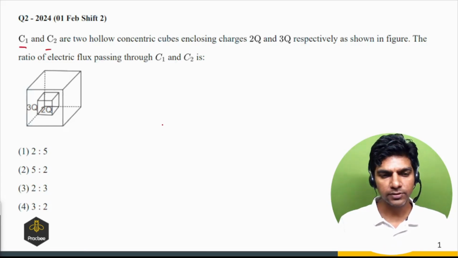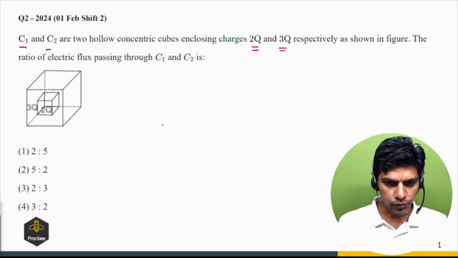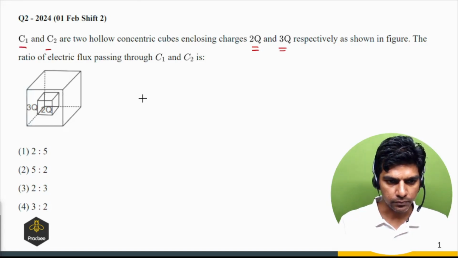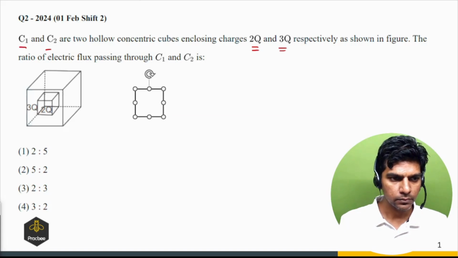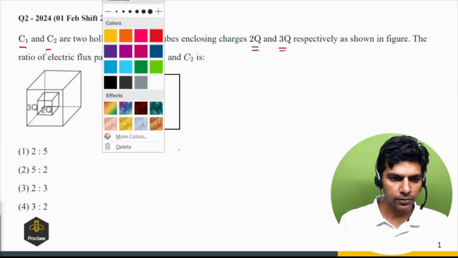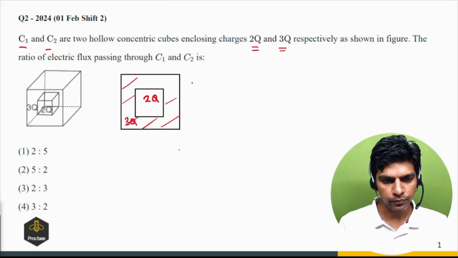Let us see another question. So we are given C1 and C2, two hollow concentric cubes enclosing charge 2q and 3q respectively as shown in the figure. So if you look at the figure, the small cube is having 2q charge enclosed, and 3q lies between the outer cube and the inner cube. So if I show this in 2 dimensions, let me draw that. So there is a 2q charge here, and there will be 3q charge in this region, right? So in this region the charge will be 3q.